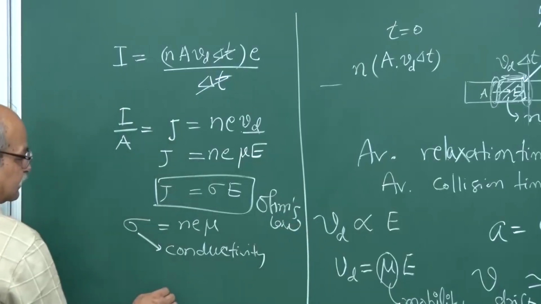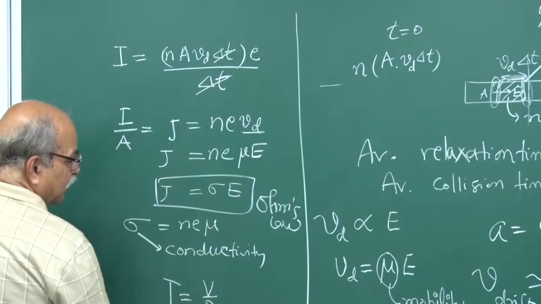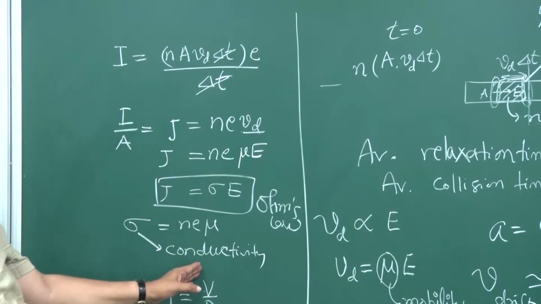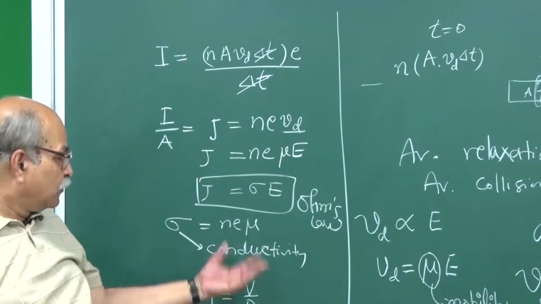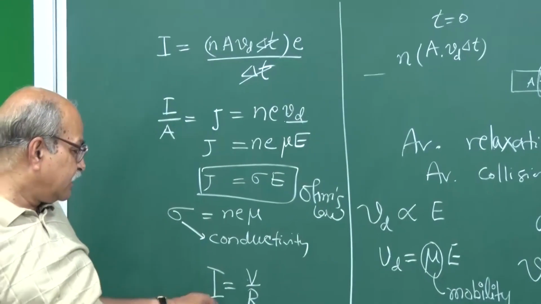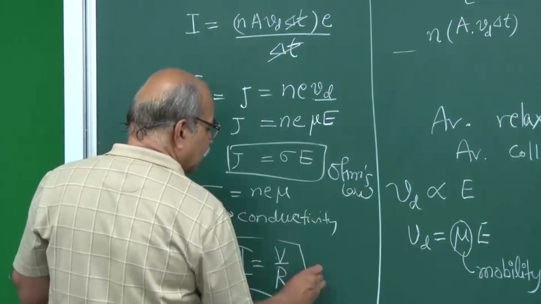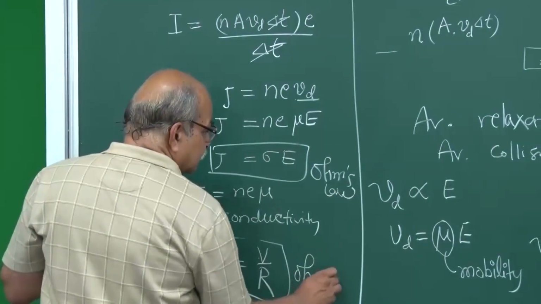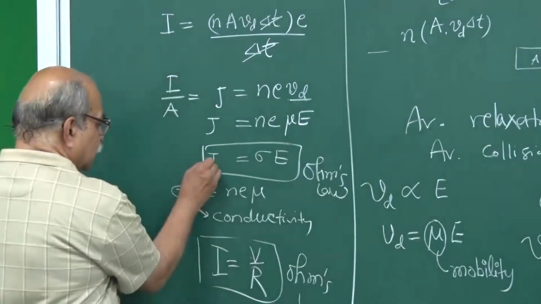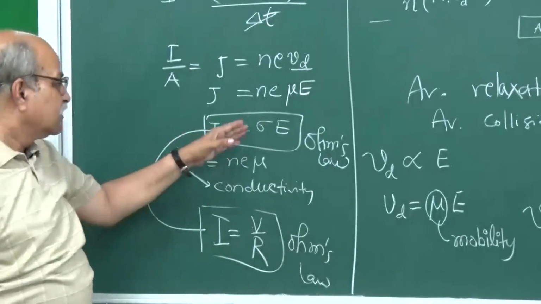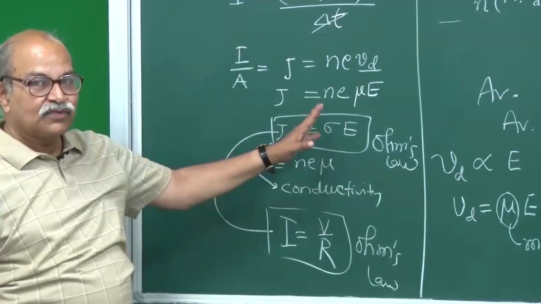You must have studied Ohm's law as I equal to V by R. If you apply a potential difference V across some conductor whose resistance is R, I equal to V by R, this is how you must have studied Ohm's law. And you do this homework, you show that these are equivalent. From here you can get this, from here you can get this. So this is your Ohm's law.